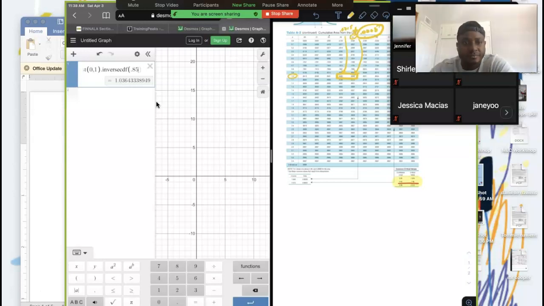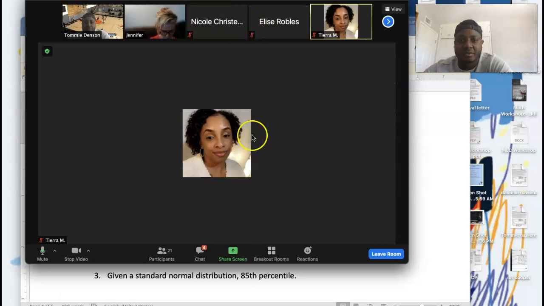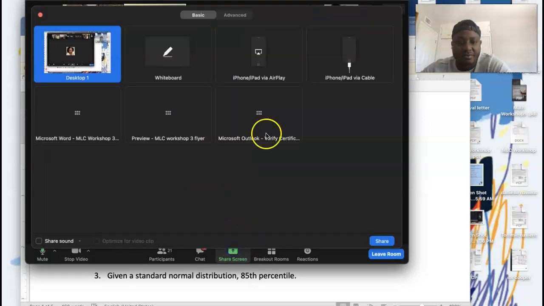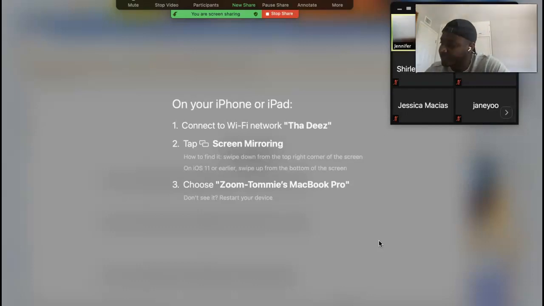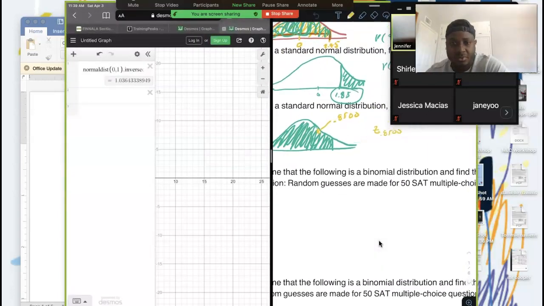Hold on, I'll go back to it right now. One sec. Is it frozen? It is frozen. Oh shoot, it is frozen. Holy cow. I need to upgrade my Wi-Fi. Let's try this again. All right, there we go. So now it's fixed.